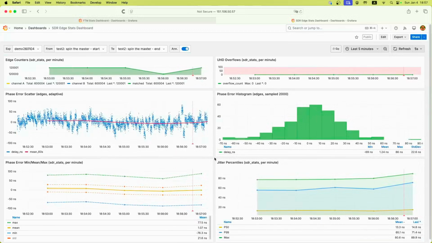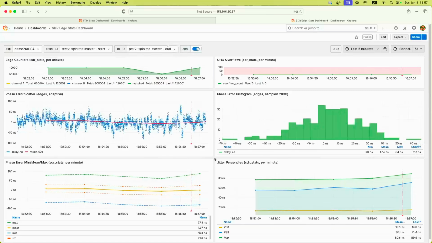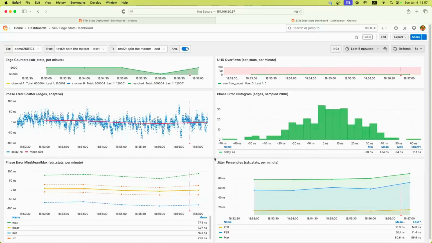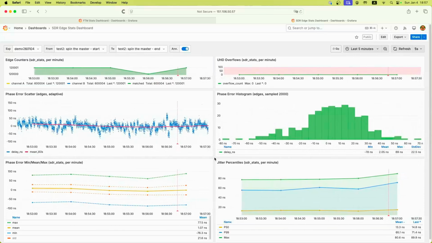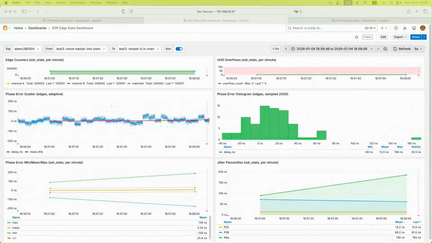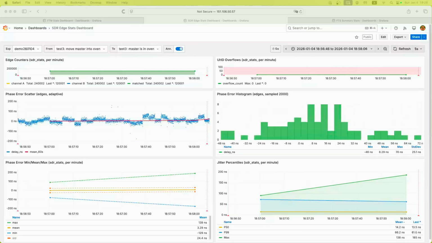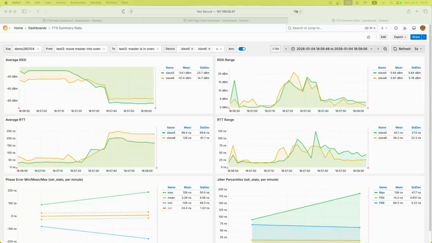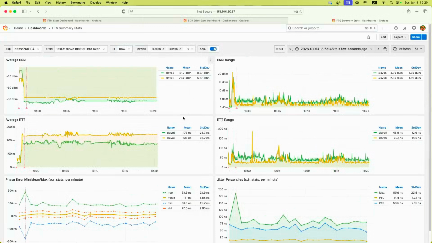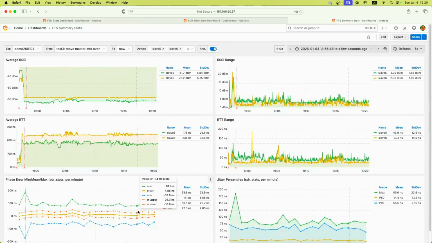I will keep the screen capture rolling so you can see what happens while I move the master. Well, there is not much to see in telemetry. We see a few outliers, but in general, metrics stay pretty much the same. The master was sitting in the oven for 20 minutes. We see no real impact on the metrics. Let me move the master back to the lab.